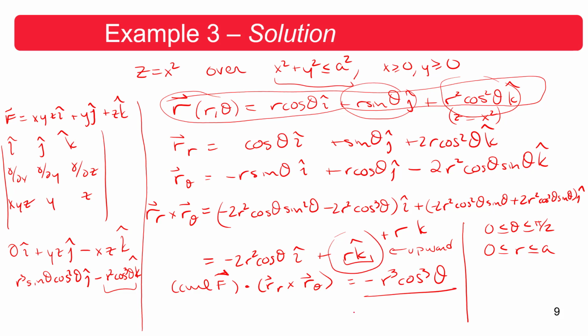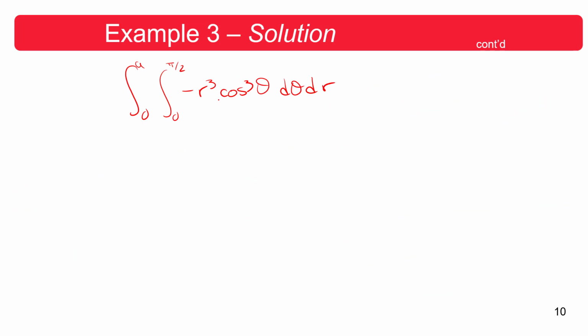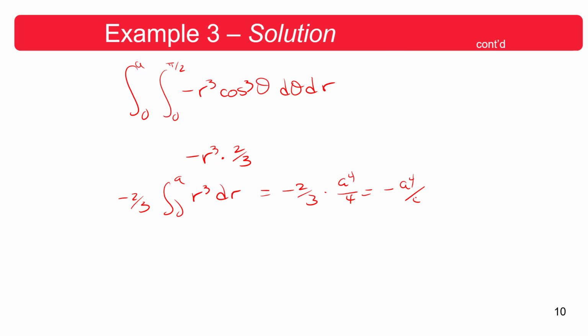So this is what we want. We just have to integrate that from 0 to a with respect to r, and from 0 to pi over 2 with respect to theta. Integrating cosine cubed from 0 to pi over 2, we get from the Wallis formula just 2/3. So we get minus 2/3 integral from 0 to a of r cubed, which is a to the 4th over 4. The 2 and the 4 simplify, and we get minus a to the 4th over 6.